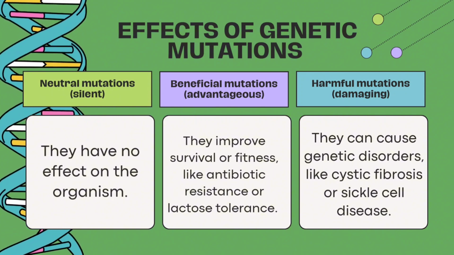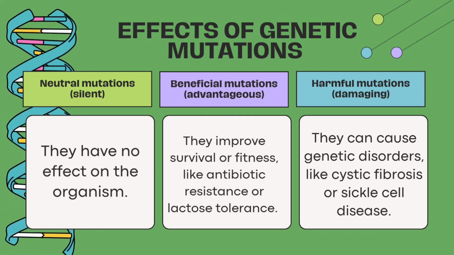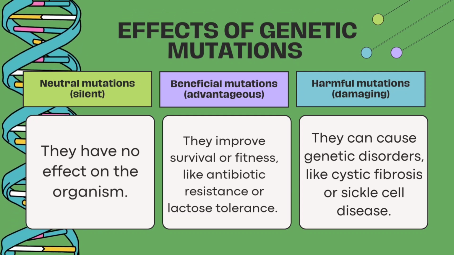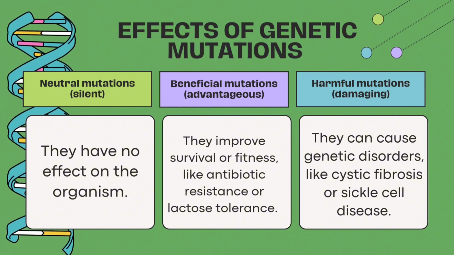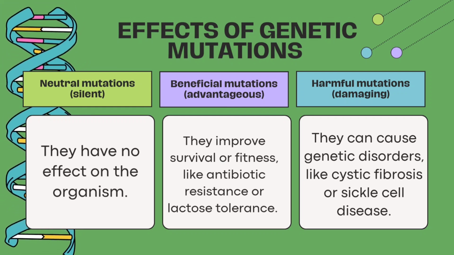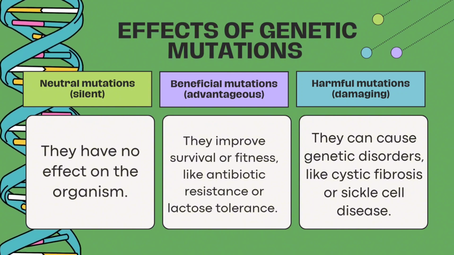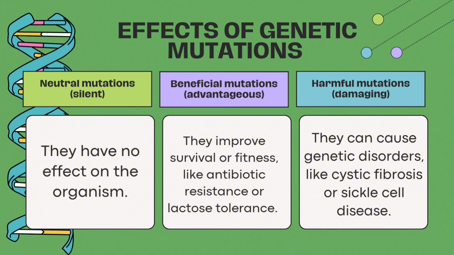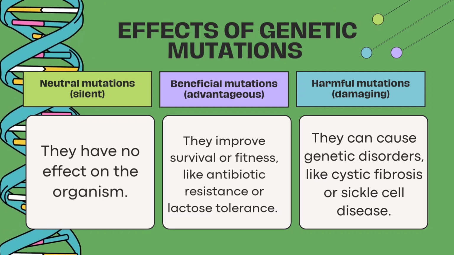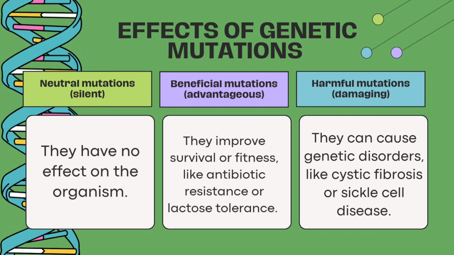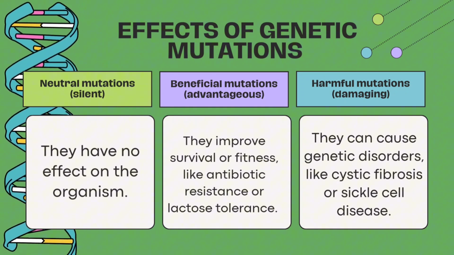An example of a neutral mutation is a change in the non-coding regions of DNA, sometimes referred to as junk DNA. These regions don't code for proteins, so mutations here generally don't impact the organism's function. Although junk DNA was once considered useless, recent research suggests it may play a role in gene regulation. The mutations in these areas often remain silent.